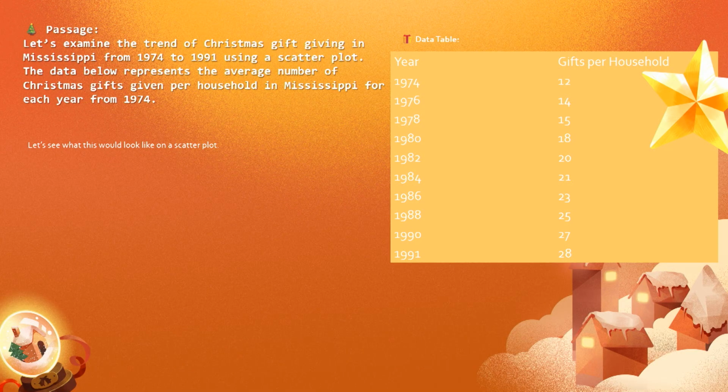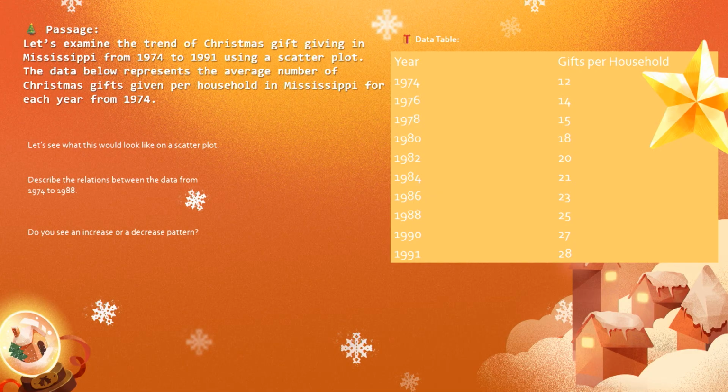So here's a passage. Let's examine the trend of Christmas gifts given in Mississippi from 1974 to 1991 using the scatter plot. The data below represents the average number of Christmas gifts given per household in Mississippi for each year from 1974. So let's see these scatter plots. So we have our years and our gifts. So we want to describe the relationship between the data from 1974 to 1988. Do we see an increase or decrease?